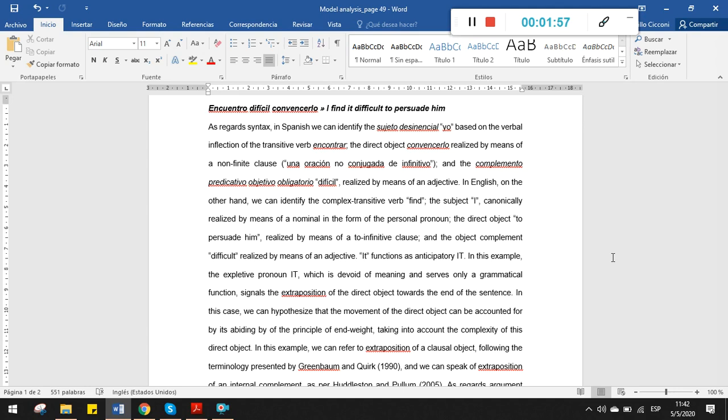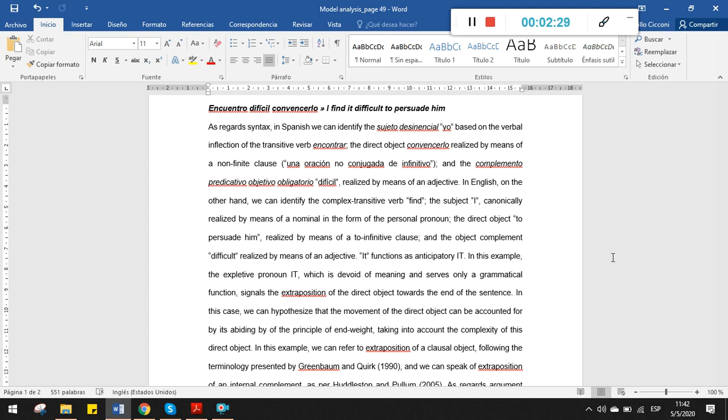As regards syntax, in Spanish, we can identify the sujeto desinencial "yo" based on the verbal inflection of the transitive verb encontrar. The direct object "convencerlo," realized by means of a non-finite clause or oración no conjugada de infinitivo, and the complemento predicativo objetivo obligatorio "difícil," realized by means of an adjective.